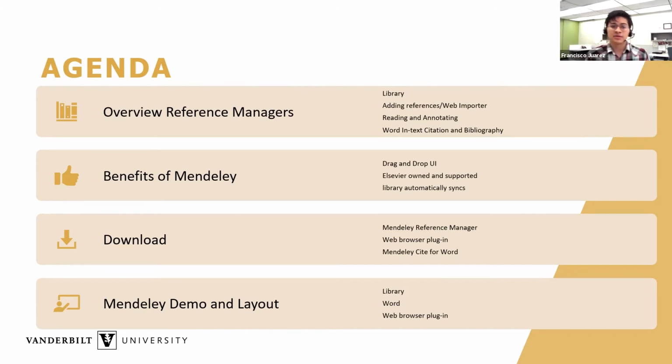Then we're going to discuss a bit of the benefits of Mendeley in comparison to other citation managers, and where to download the 3 main tools: the desktop application, the web browser plugin, and the citation plugin for Word. And finally, like I mentioned, after 15 or 20 minutes or so, we're going to have a demo for the actual citation manager.